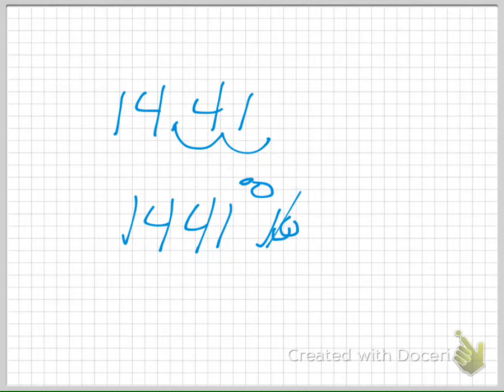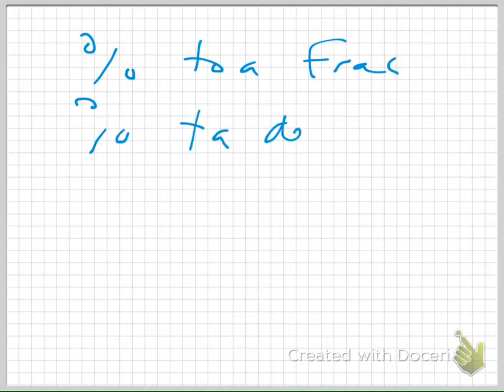So it's so straightforward with all of these. To go from a percent to a fraction, you write it over 100. To go from a percent to a decimal, you move the decimal to the left 2 spaces. To go from a decimal to a percent, you move the decimal to the right 2 spaces.